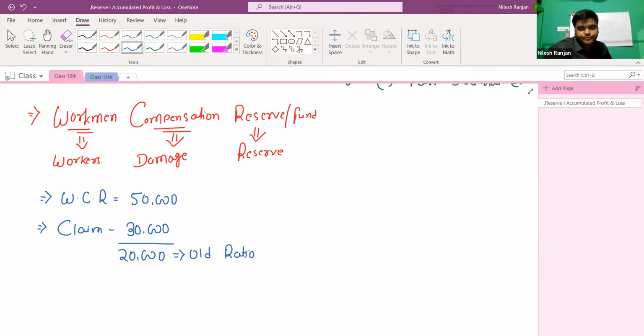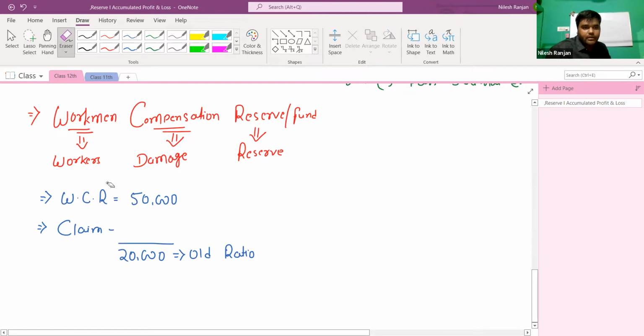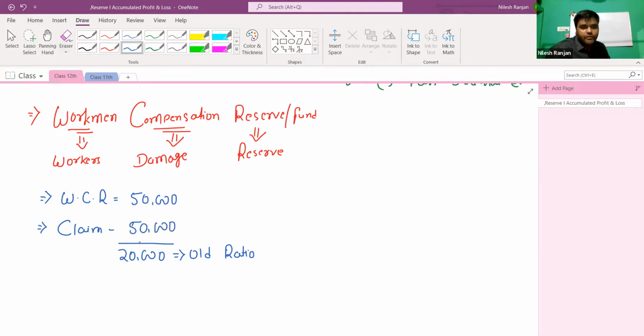And in case, let's say there is not a 30,000 claim, there is a claim of 50,000. Claim of 50,000, then we don't have to distribute any amount. We will just pay the claim and balance will be nil, so we cannot distribute anything.